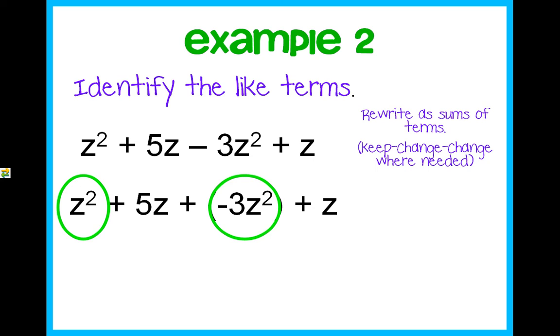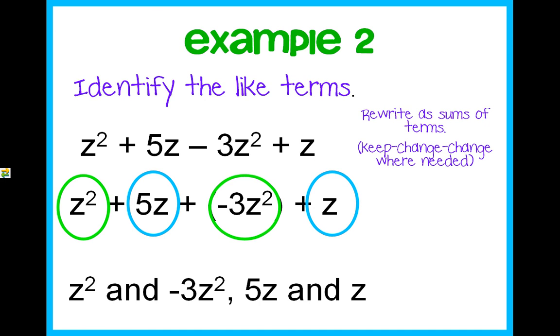We also have 5z and z. They both have z's, and they're both raised to the first power. So they're like terms. We write it out, z squared and negative 3z squared are like terms, as well as 5z and z.